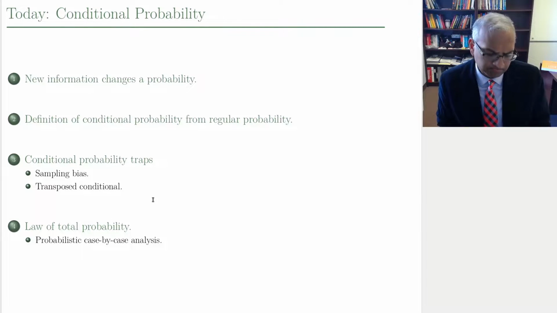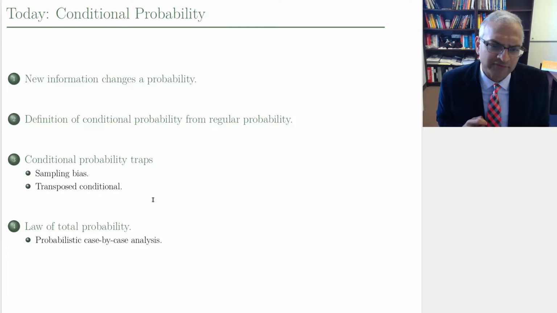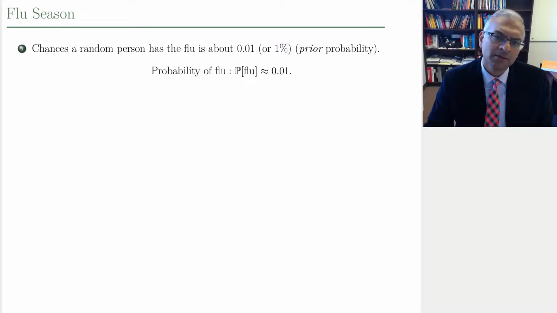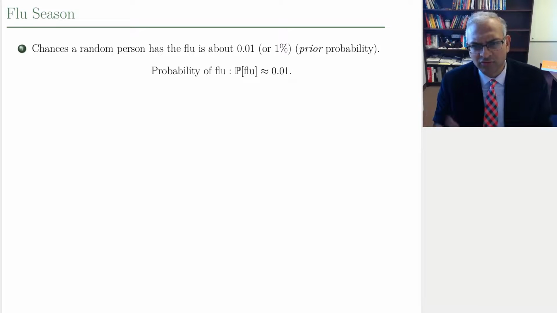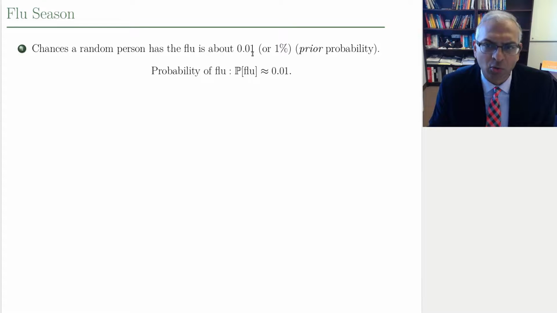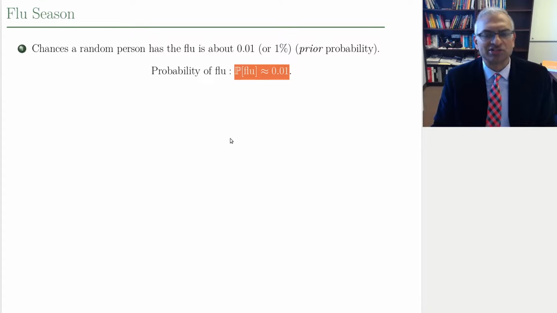So what's this business of updating a probability when new information arrives? Let's see how the arrival of new information can require us to change a probability. Let's take the concrete example of a flu. If you randomly pick a person, chances are about 1%, let's say, that they have a flu. So you, for example, have a flu with probability 0.01, or 1%. So the probability of a flu is approximately 0.01, assuming that you are a random generic person that we could have just picked from a crowd.